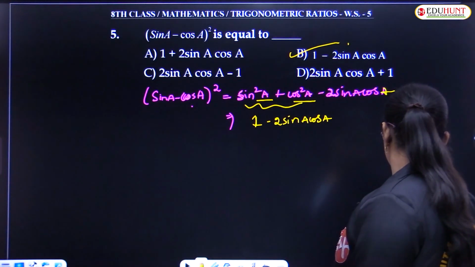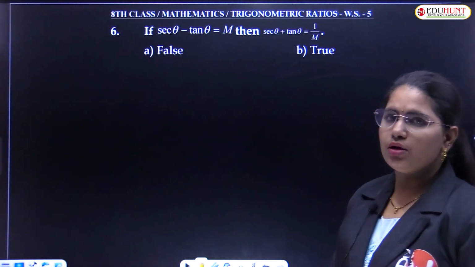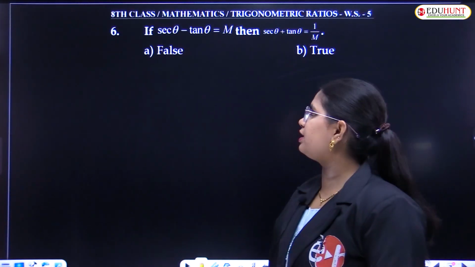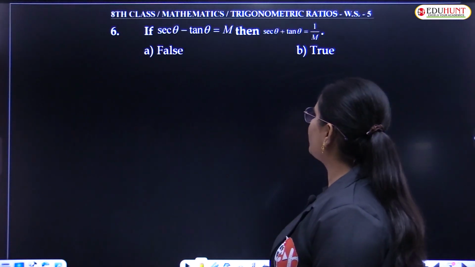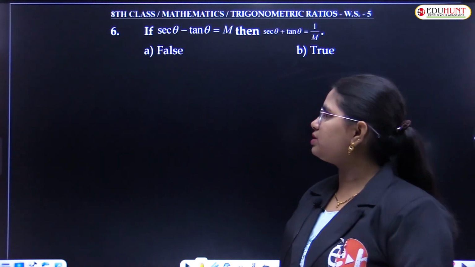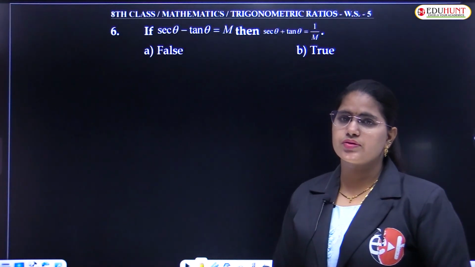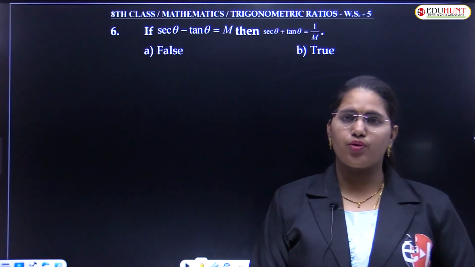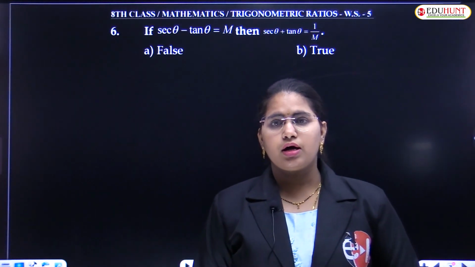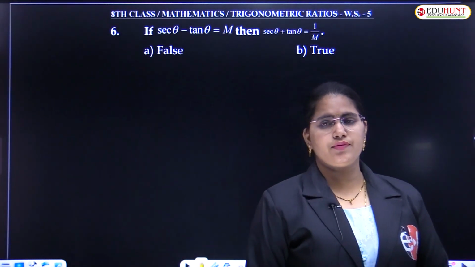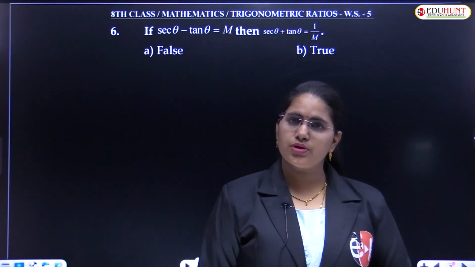Sure. So what is my next question? If secant theta minus tan theta is equal to m, then secant theta plus tan theta is equal to 1 by m. Is it a correct statement or a false statement? Is it true or false? This is my given question. So let's prove this.